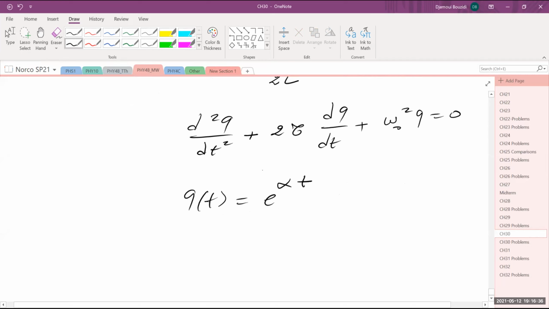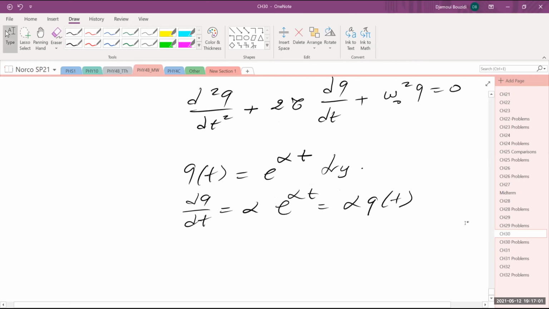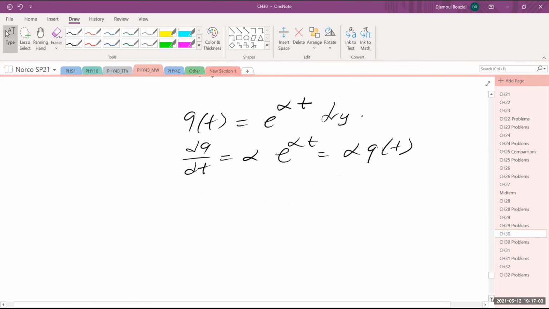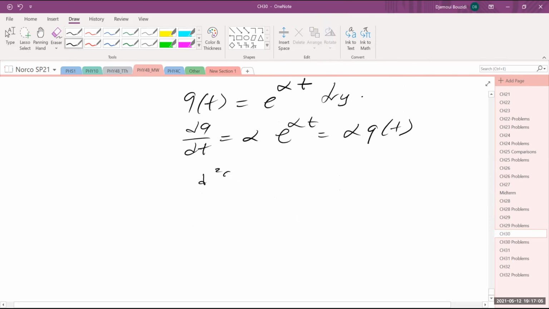I'm going to try this solution. If you do that, the first derivative of q with respect to t will simply be equal to alpha. Of course, there's a coefficient in here that you need, but for right now, you're just trying to find what kind of an alpha makes this exponential solution. That's all. So the first derivative will be an exponential times alpha t, and that is actually alpha times q of t, okay? And then you take the second derivative.